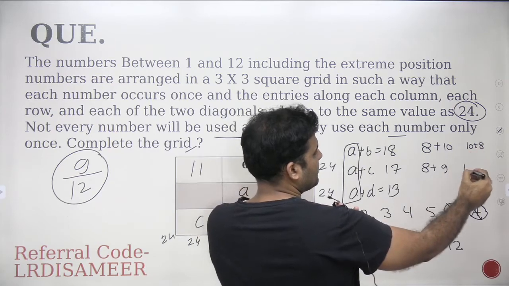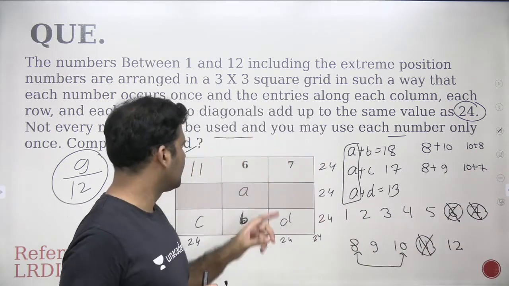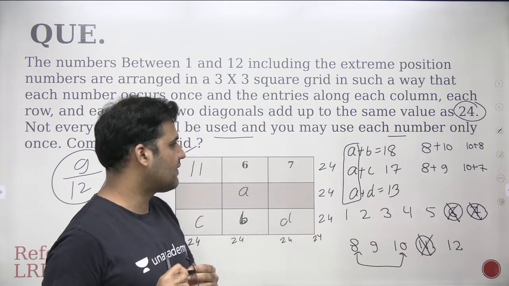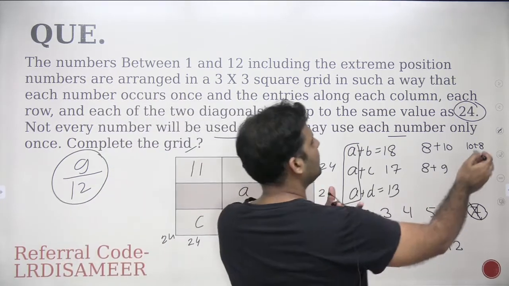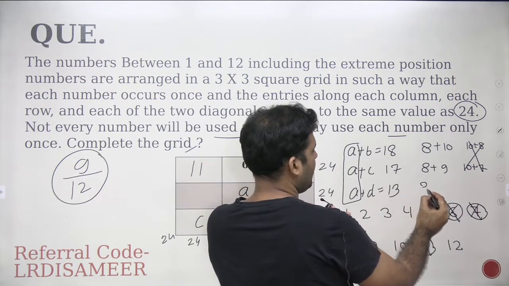If I take A as 10, then C has to be 7. 7 is not available to us, right? 7 has already been used. So this possibility is out of the option. So you get to know A is 8.